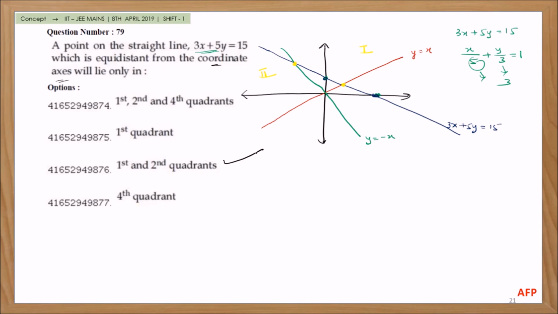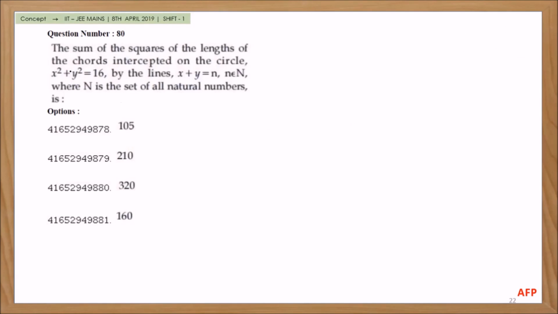The third option follows. Next problem: the sum of the squares of the lengths of the chords intercepted on the circle x square plus y square is equal to 16 by the line x plus y is equal to n, where n is a natural number. Now I will draw a circle. So this is the chord, and here we have the origin 0, 0.